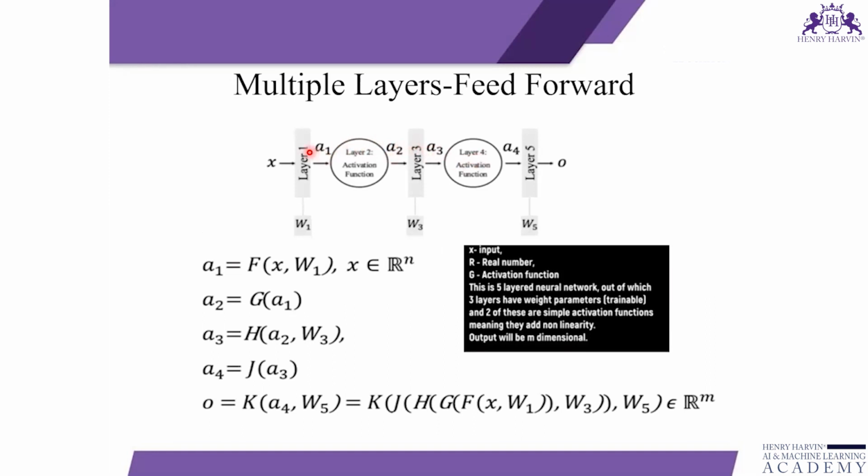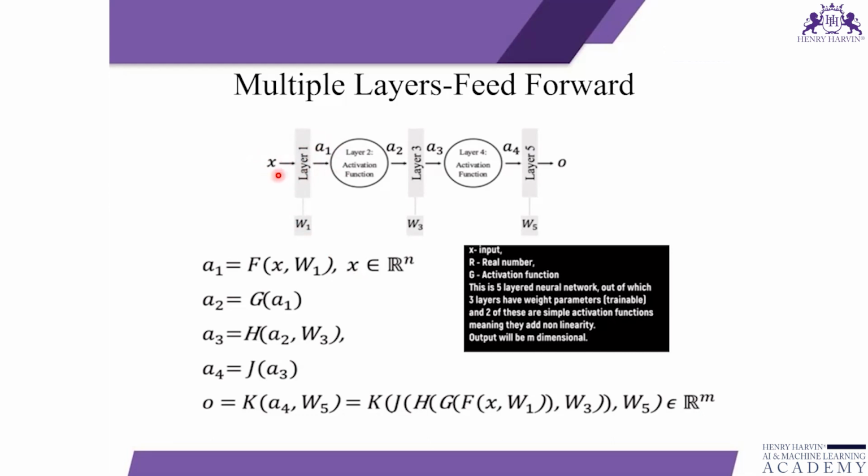Out of these, three layers I have used, and two activation layers I have used. There are two non-linearities over here, and the input to our neural network in this case is x, which is an n-dimensional vector comprising of real values, which we denote with this R. And this vector x goes into this layer 1, and the output of the first layer is a1. So we have A1 as the output of the first layer.